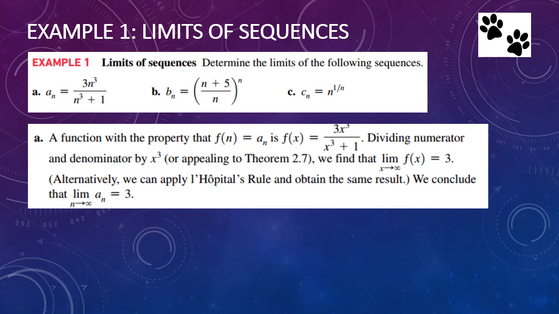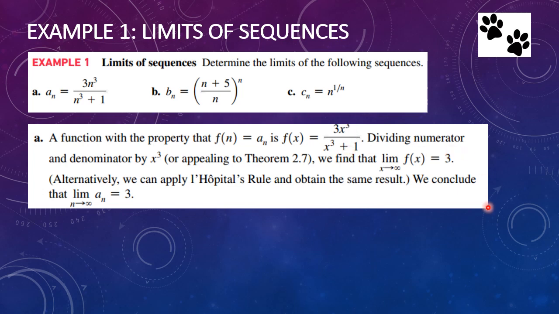Okay, so if you think about the first one as a function, f of n equals a sub n, then f of x would equal 3x cubed over x cubed plus 1. If we divide the numerator and denominator by x cubed, we find that the limit as x goes to infinity of f of x equals 3. Because when you divide the numerator, you are left with 3. When you divide the denominator by x cubed, you get 1 plus 1 over x cubed. And as x goes to infinity, that term 1 over x cubed goes to 0. So we get 3 over 1, which is 3.